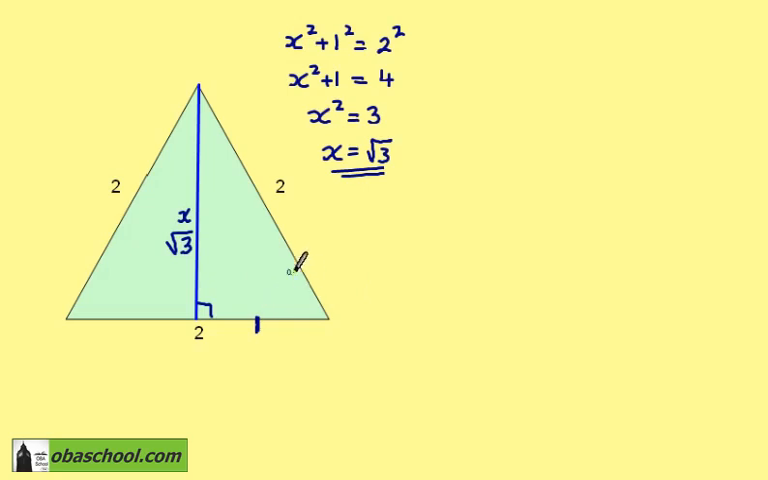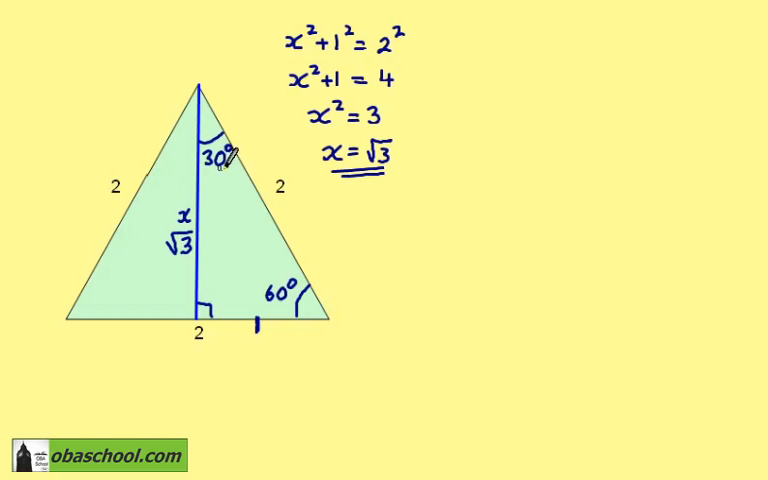If we consider this triangle, this angle would be 30 degrees. Each angle in an equilateral triangle would be 60 degrees, and this angle has been cut in half and therefore is 30. The bottom angle here would be 60 degrees.